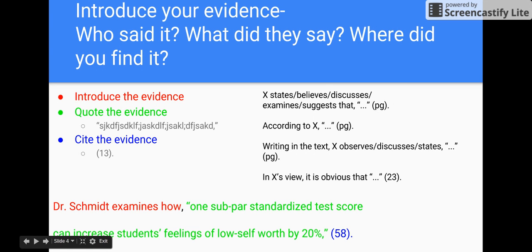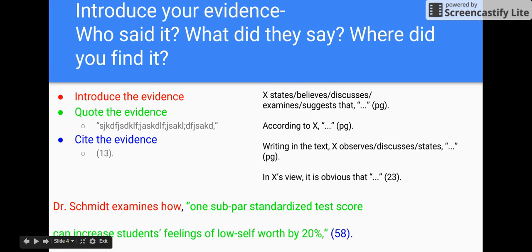So here, let's look at mine. Dr. Schmidt examines how one subpar standardized test score can increase students' feelings of low self-worth by 20%. So you see, I have my evidence introduced, okay, in the red. Now what's super important to remember, you can look here, you need a comma after that. Then you're going to have your quotation marks, then you're going to have whatever your evidence was. Then you are going to have another comma and another quotation mark. Then you're going to have a parenthesis and whatever page number you found that on with another parenthesis and a period.